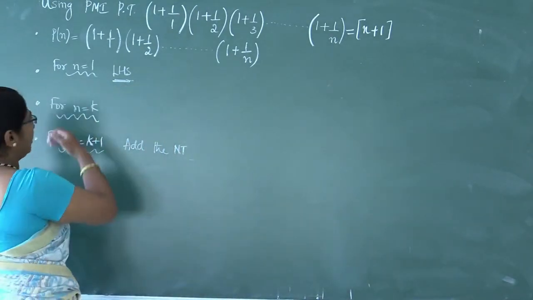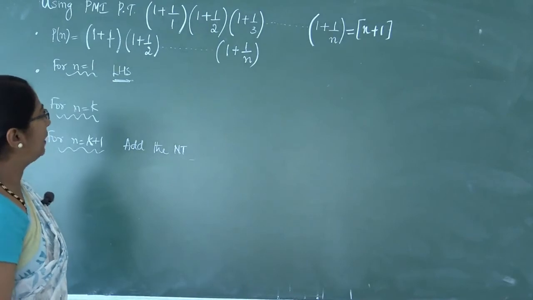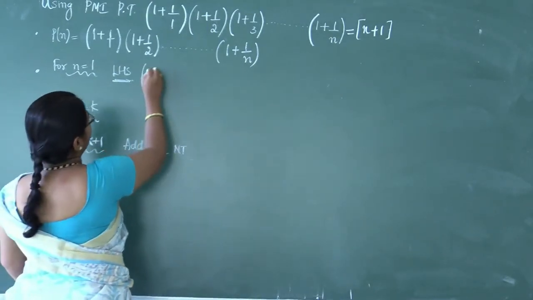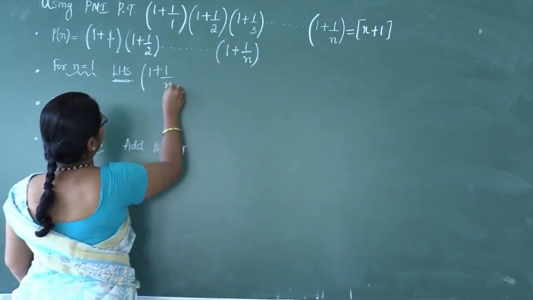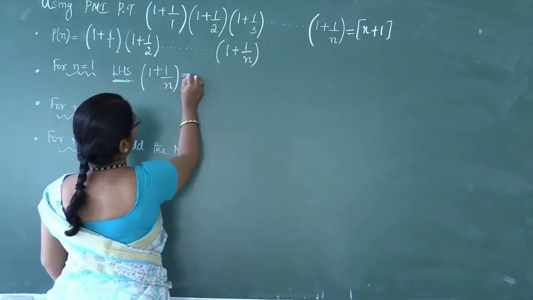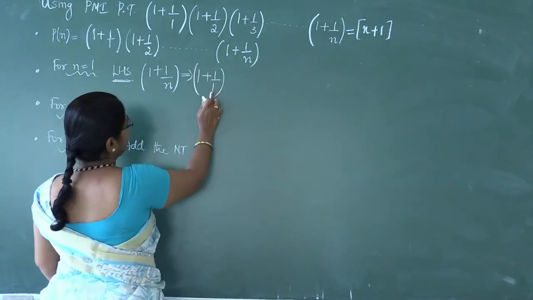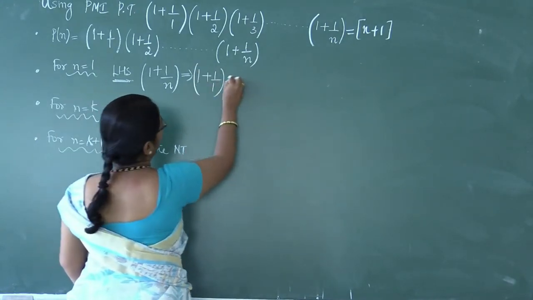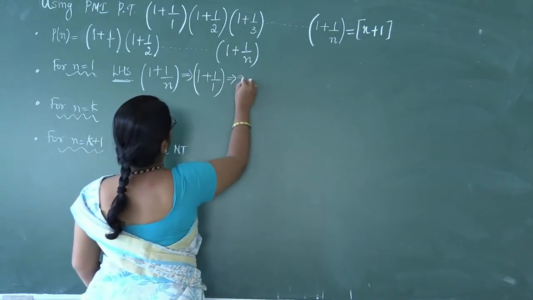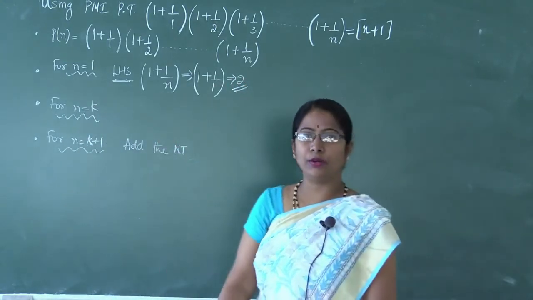Now for n is equal to 1, consider LHS. What is the nth term of LHS now? That is, nth term is 1 plus 1 by n. In place of n, what do we write? 1. So if I write 1 plus 1 by 1, what is 1 by 1? That is nothing but 1 itself. 1 plus 1 will sum up to 2. So what is LHS answer now? LHS is equal to 2.